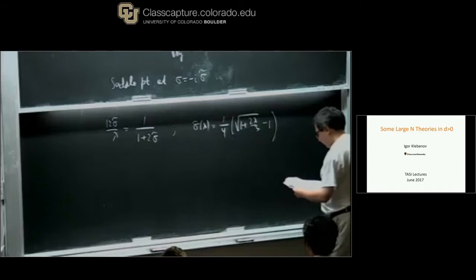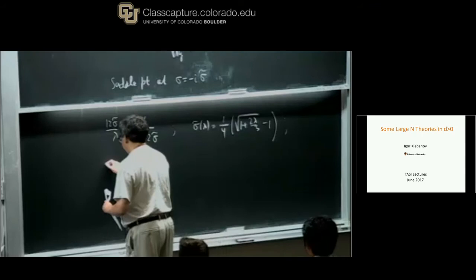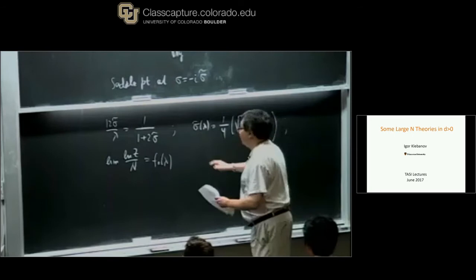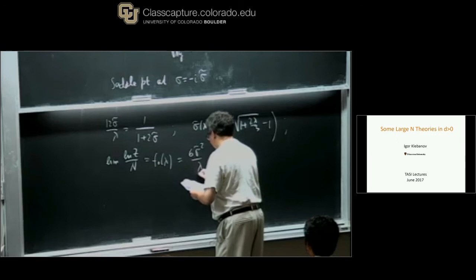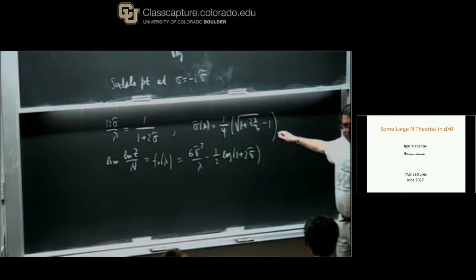Right, and then this is what appears in the exponent. So if you write the limit of log Z over N is equal to f0 of lambda, that's just equal, in terms of this sigma tilde, to 6 sigma tilde squared over lambda minus 1 half log(1 plus 2 sigma tilde). It's completely obvious. And that's the exact solution of the large N problem, right? Exact, completely explicit solution of the large N.